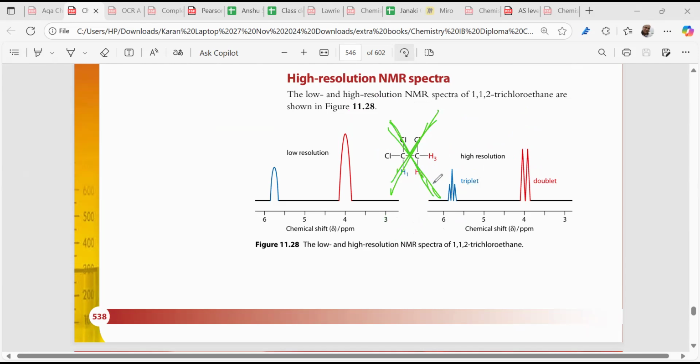If you are given the molecule and you have to draw the graph, you go by n+1. If you are given the graph, you have to go the opposite way, by n-1. If you have got a doublet, what does it mean? This hydrogen is having a doublet. What will the next carbon be? Just one minute.